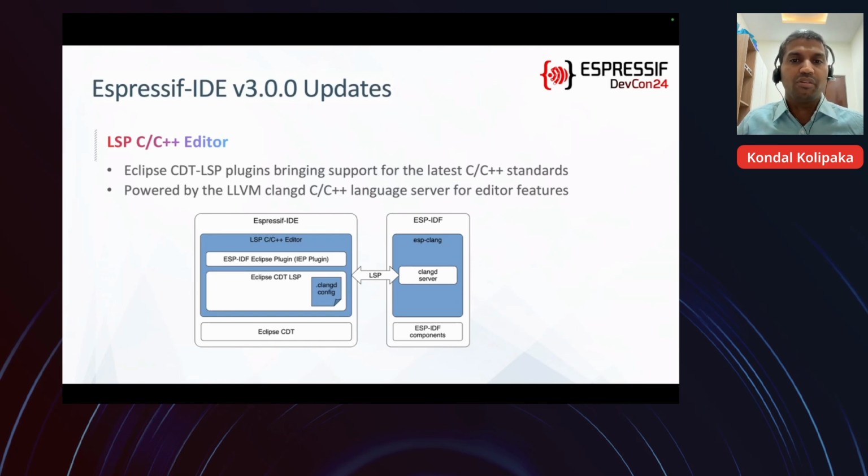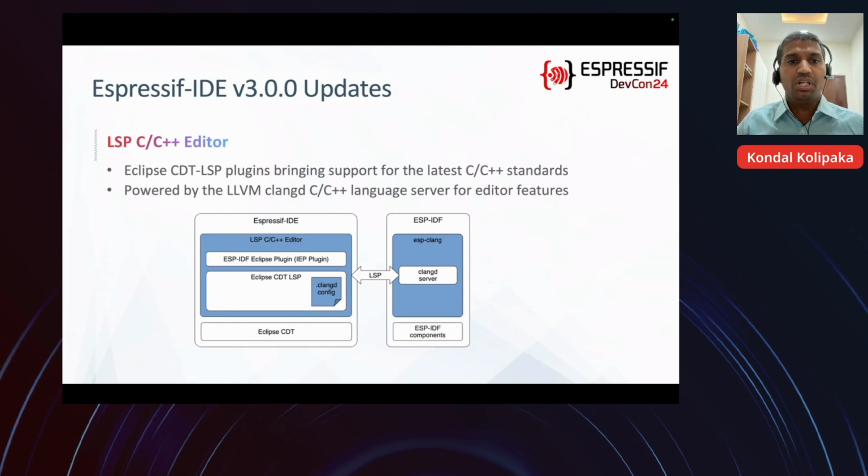From the diagram, you can quickly understand that the ESP-IDF and the Espressif IDE will talk to each other using the language server protocol. If somebody is using ESP-IDF 5.1 and higher, we'll be installing the ESP Clang tool as well, which already has the ClangD server. ClangD or ESP Clang is a fork of the LLVM project, which is open source.